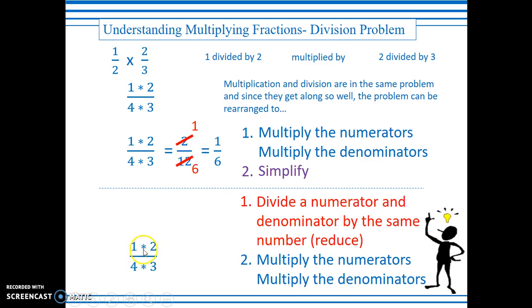So here, I know I can take 2 into this number, 2, and I can take 2 into 4. So before I multiply, I would do 2 divided by 2 is 1, and 4 divided by 2 is 2. So now when I multiply, I get 1/6, and it's already simplified for me.